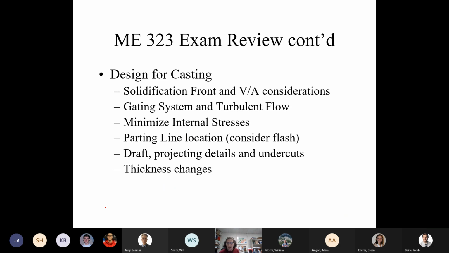Okay. So the design for casting, again, a lot of this we've already discussed: the consideration of V over A, gating system, minimize internal stresses, the idea that we have a flash, or we may at the parting line, very important for many processes. We need a draft. We cannot have projecting details, and we cannot have undercuts, and we want smooth thickness changes, not abrupt.